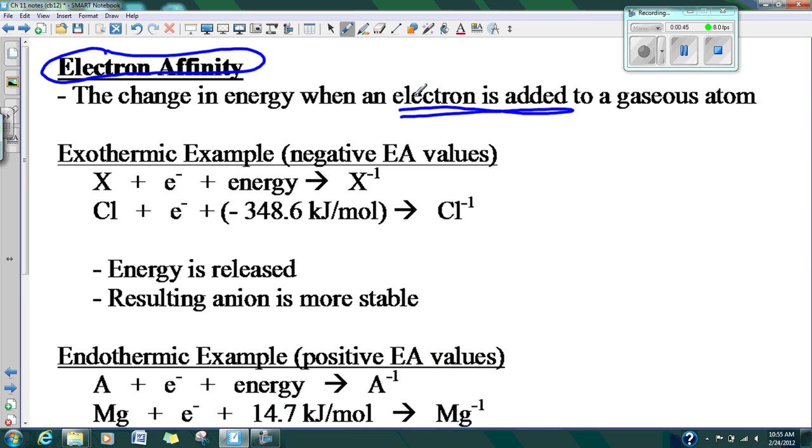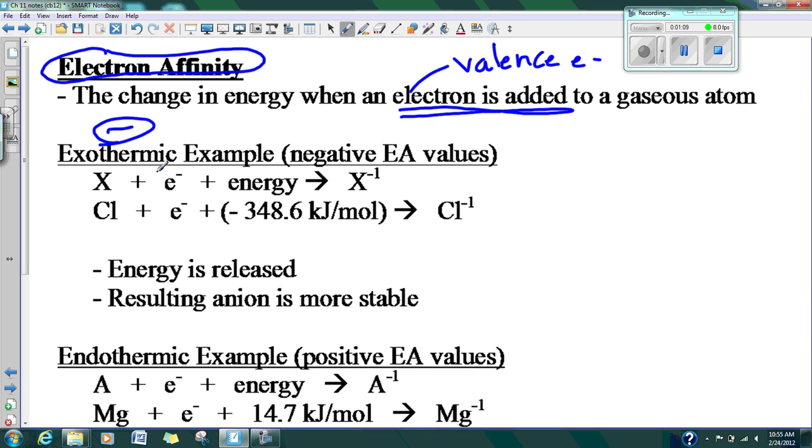So again, remember that the electrons that are going to be added or removed are called our valence electrons, and you should recall that our valence electrons are our outer shell electrons. Those are the only ones that are going to be able to move around. So our first example here is an exothermic example. You should remember that exothermic is negative, meaning that the energy is being released.